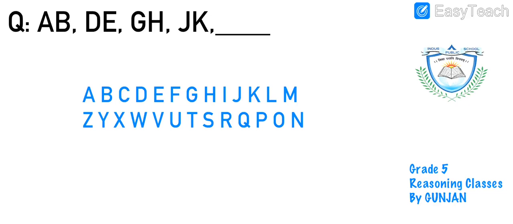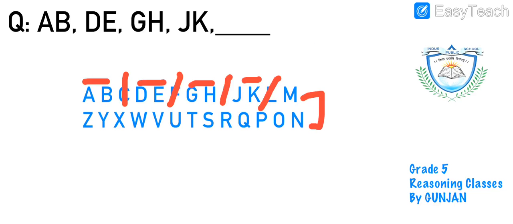We are given this series as AB, DE, GH, JK. Right? As you can clearly see, C is skipped, F skipped, I skipped. So one alphabet is skipped in between these pairs of alphabets. To find the next pair of alphabets, I have to skip one alphabet. So what will be my next pair?